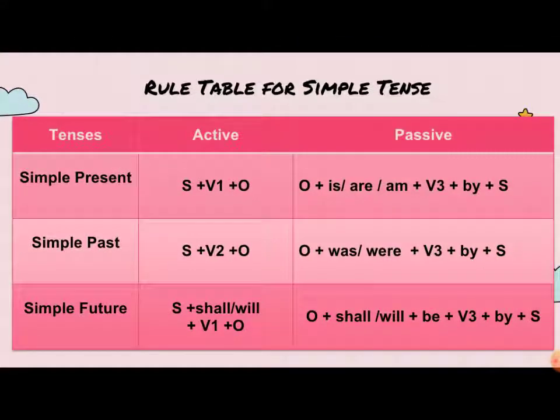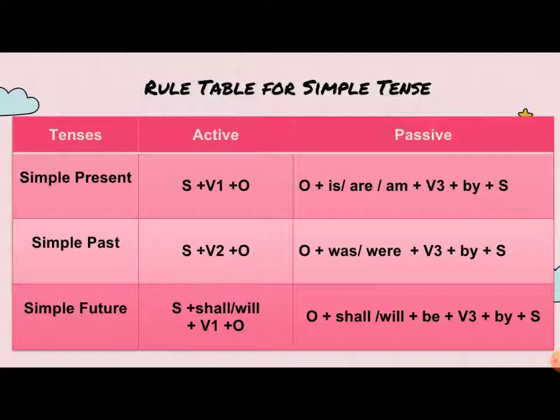So here is a rule table. In this video we are going to talk only about the simple tense. Okay. So simple present, the structure will be subject plus present form of the verb plus object. So when you change it into passive voice, you have to interchange the subject and the object. The object will come in the subject's place and the subject will go to the object's place.